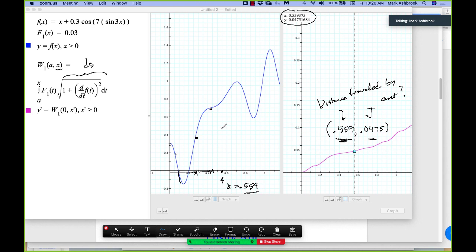Our work function is not a function of how far. We calculated work according to how far the ant traveled, but now the function tells us the work according to the x-coordinate of the ant, or the horizontal position of the ant. Does this make sense? So how far has the ant traveled at 0.559? When x reaches 0.559, how far is the ant gone?